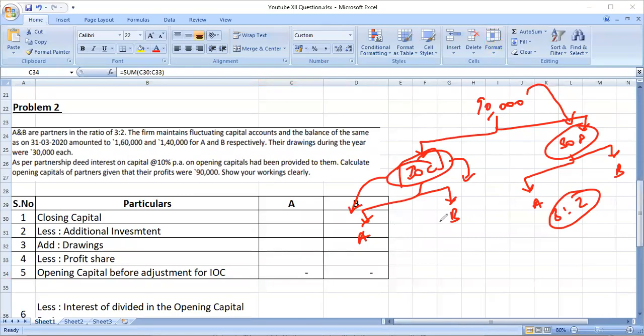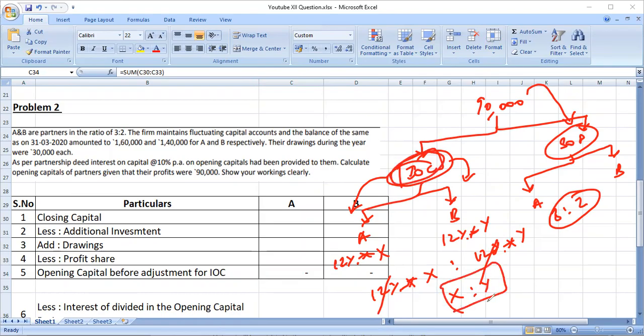I'll also explain to you why the interest on capital would have got divided in the capital ratio, because usually interest on capital is calculated on the capitals of the partners. So assume X is the total amount of capital of A, and Y is the total amount of capital of B. The ratio in which the interest on capitals will be is 12% into X is to 12% into Y. 12% will get cancelled. So the ratio in which the total interest on capital would have got divided is the capital ratio. But then we don't have the capital, so we cannot calculate that.